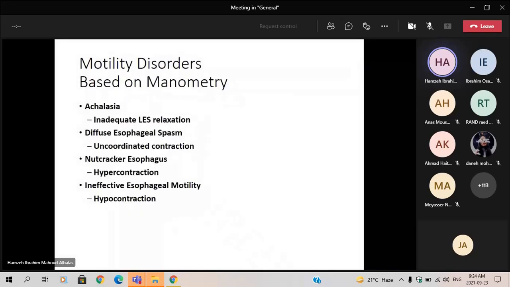In esophageal motility disorders, based on manometry, there are four classifications. Achalasia is defined as inadequate relaxation of the lower esophageal sphincter. Diffuse esophageal spasm is uncontrolled, uncoordinated contraction. Nutcracker esophagus is hypercontraction. And ineffective esophageal motility is hypocontraction.